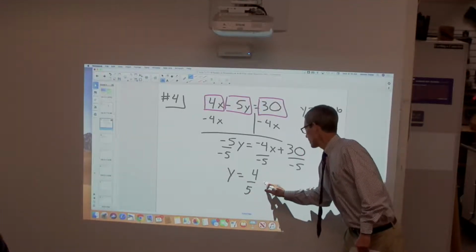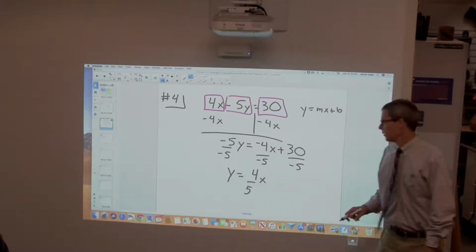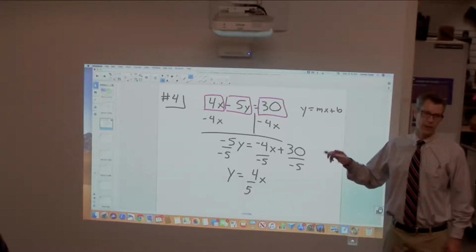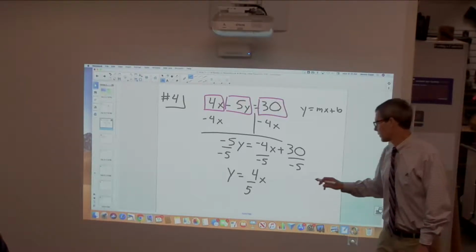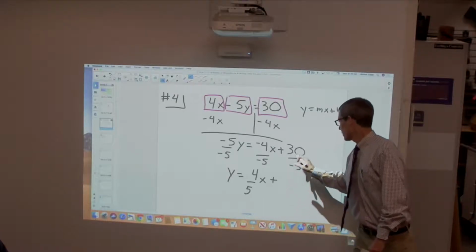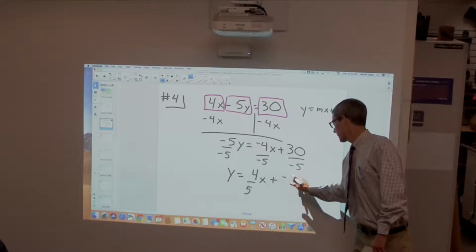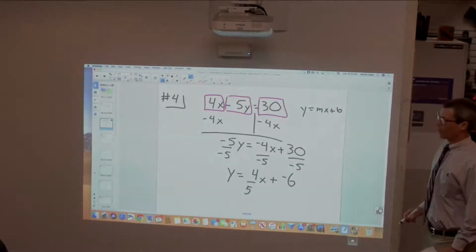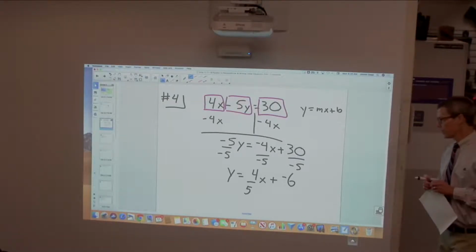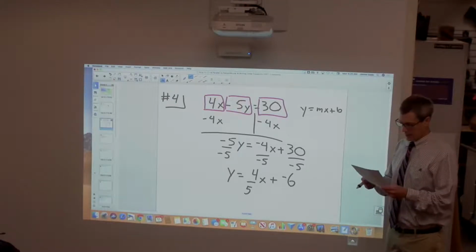Just so that you know, if you weren't able to remember that, graphing it would still be okay. You just go left and down instead of rise and run. You go down and left. So 30 divided by negative 5 is negative 6. So I have my y-intercept and I have my slope. So I'm looking pretty good at this point.